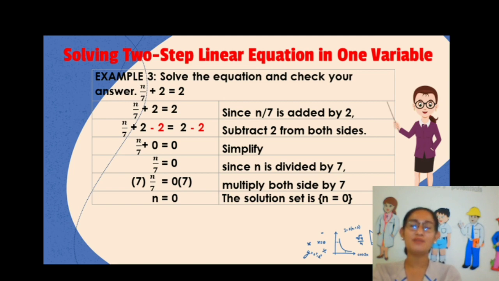Let's have example number 3. Solve the equation and check the answer: n over 7 plus 2 equals 2. Since 2 is added to n over 7, subtract 2 from both sides. Simplify the equation. Since n is divided by 7, multiply both sides by 7. It will give us the result of n equals 0.